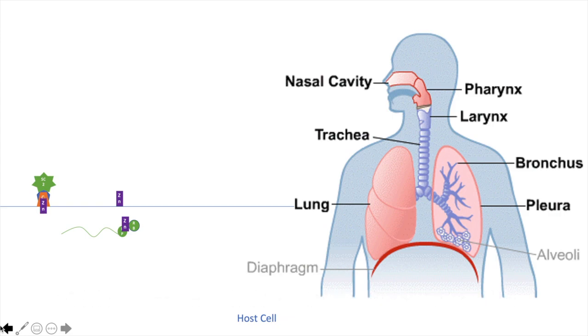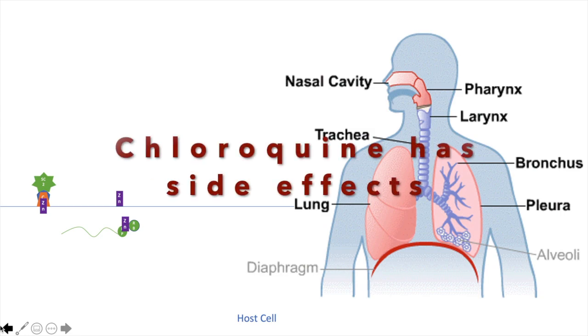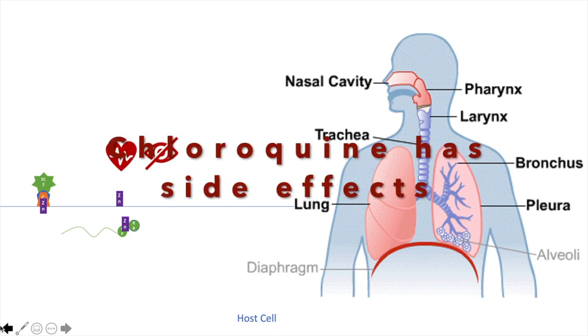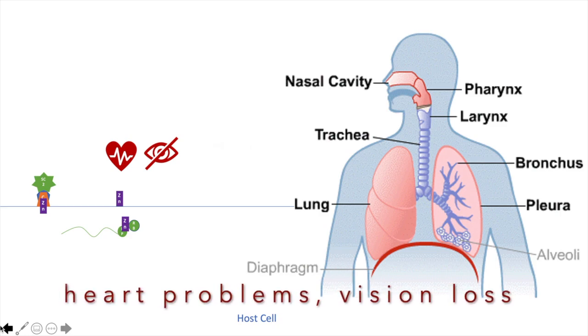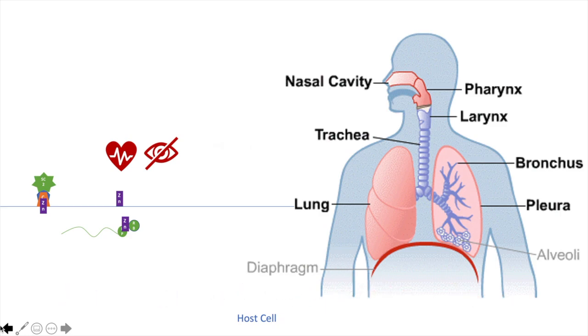However, chloroquine and its other forms like hydroxychloroquine have some serious side effects including heart problems, changes in heart rate, and vision loss. It is generic and can be bought over the counter in some countries, but please don't take this without guidance from a doctor, as someone has already been reported to die from taking it.